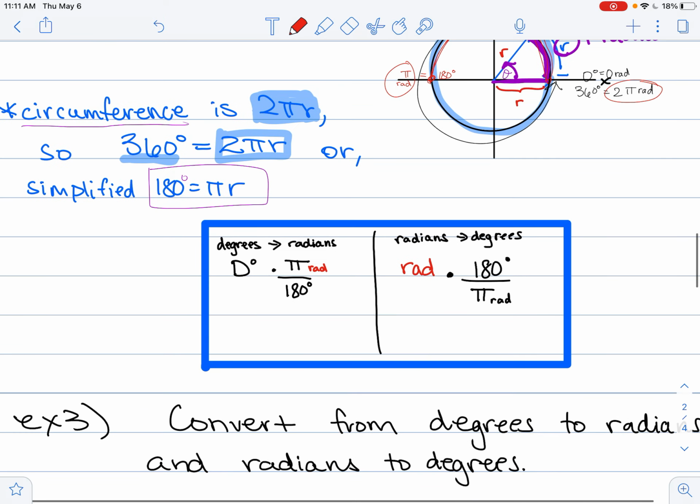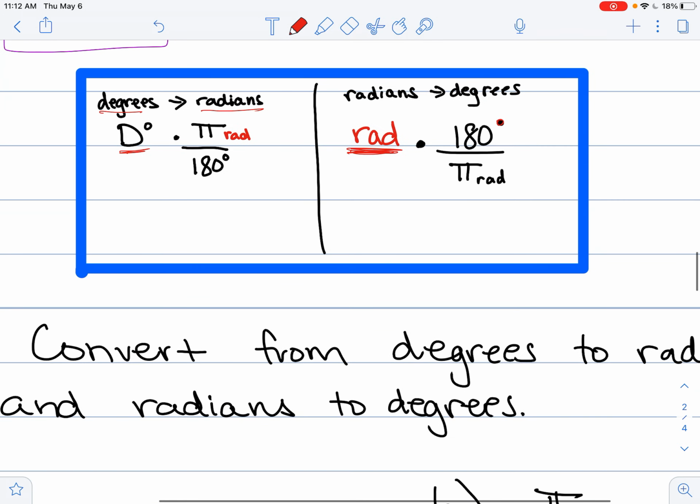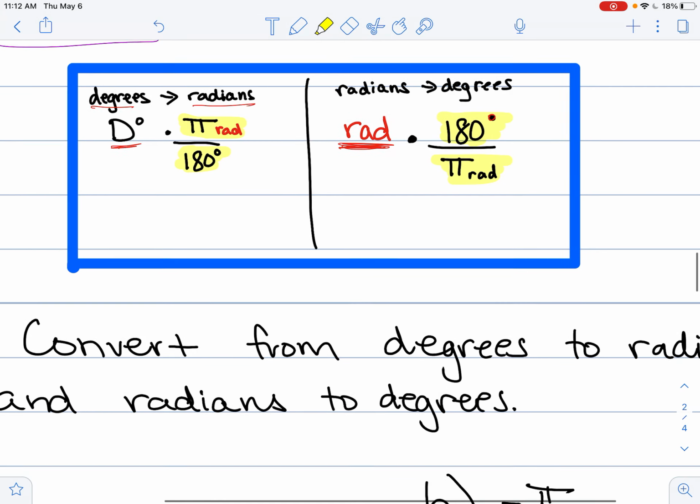So in order to convert a degree to a radian, we take the degrees that were given and we multiply by pi radians divided by 180 degrees, and that will give it to me in radians. If we have an angle in radians, to convert it to degrees, we just multiply by 180 degrees divided by pi radians. And that's because pi radians and 180 degrees are equivalent. So we can convert those units.